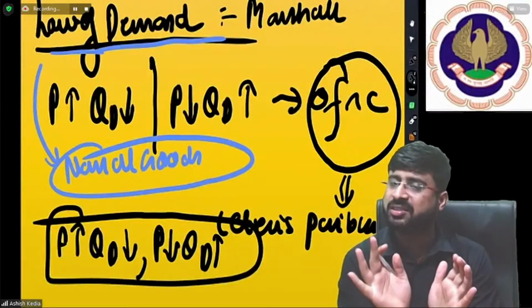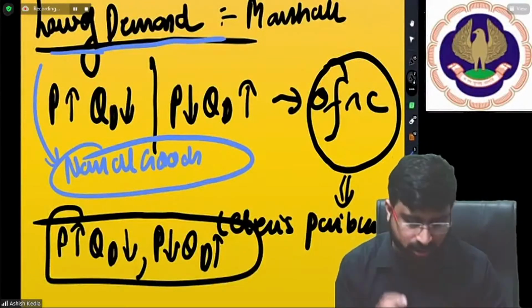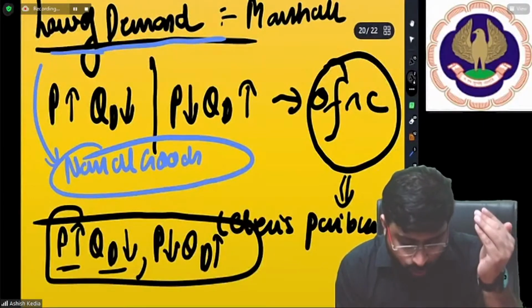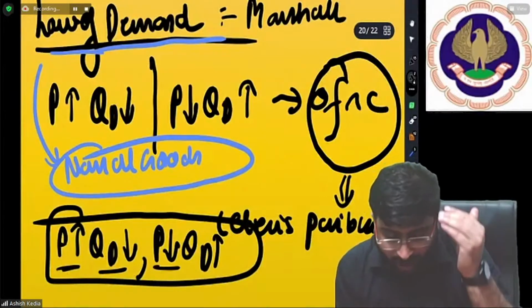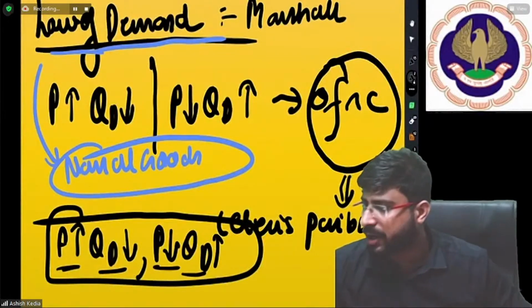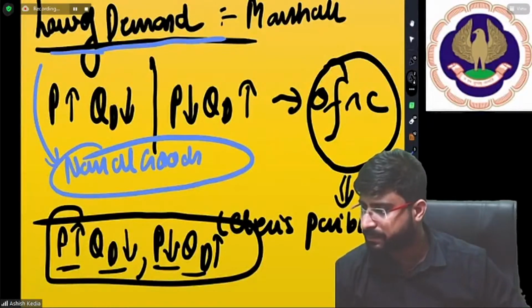What does the law of demand say? It relates to normal goods and says that if price becomes more, if the product becomes expensive, quantity demanded will fall, and if the product becomes cheaper, quantity demanded will rise. Do you agree? Come on everyone.